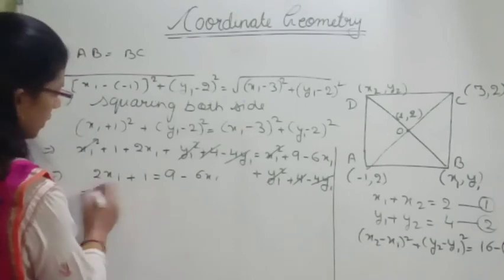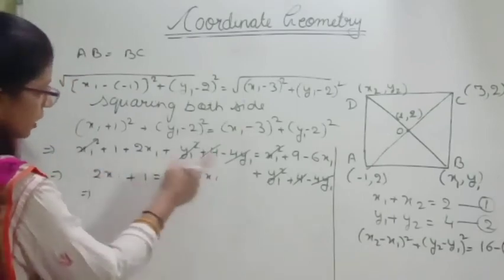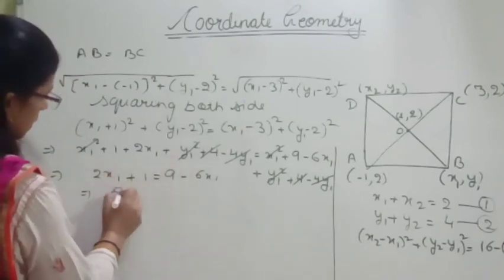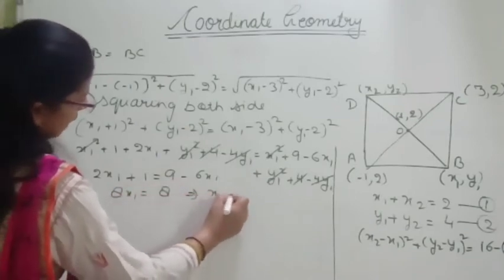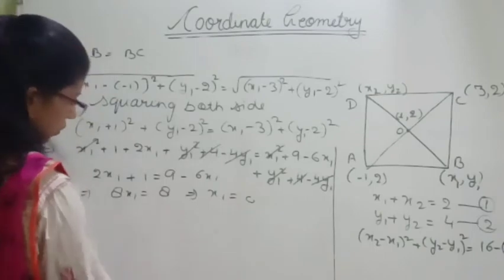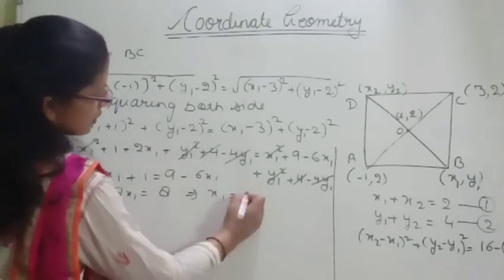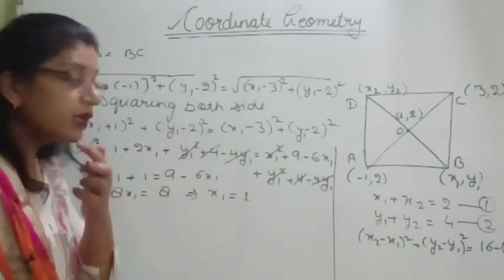So where can we find 6x1? Bring this to this side, and 1 we send to the other side. 6, 7, 8. 8x1 is equal to 9 minus 1, which is 8. So from here I am getting x1 is equal to 1. Okay, so you got x1 is equal to 1.